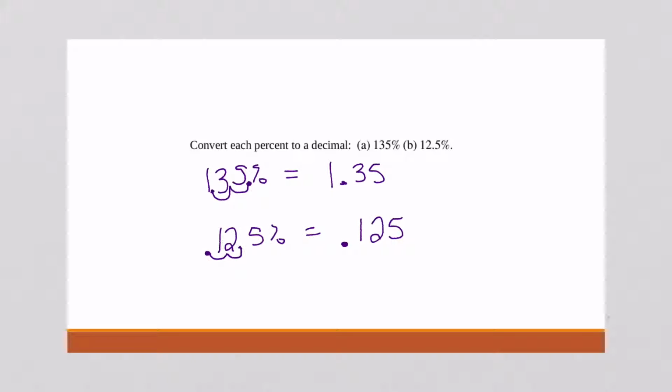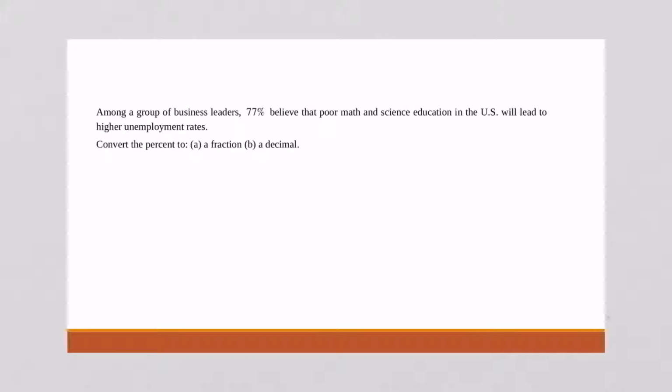In this problem right here, among a group of business leaders, 77% believe that poor math and science education in the U.S. will lead to higher unemployment rates. Convert the percent to A, a fraction. So we would say 77 out of 100. You should probably check to make sure that can't reduce, and it cannot. So we're going to leave it at 77 over 100.